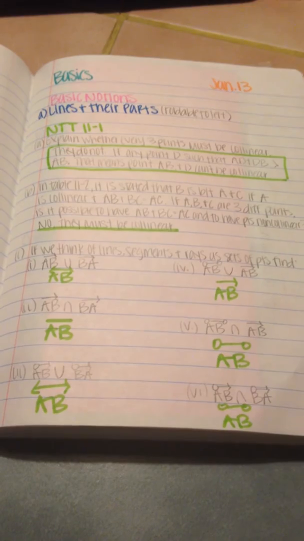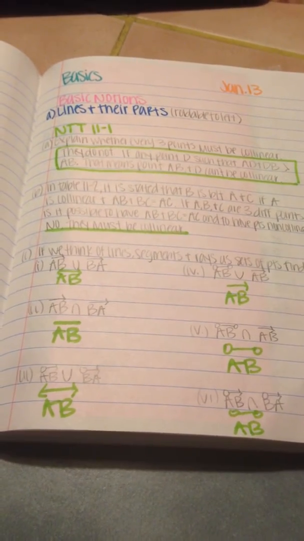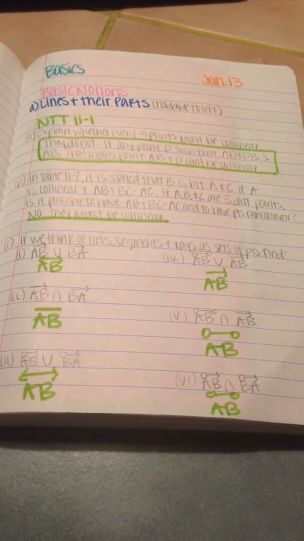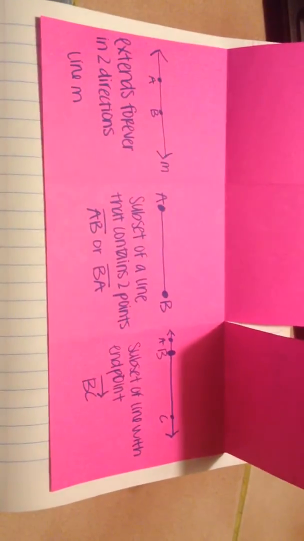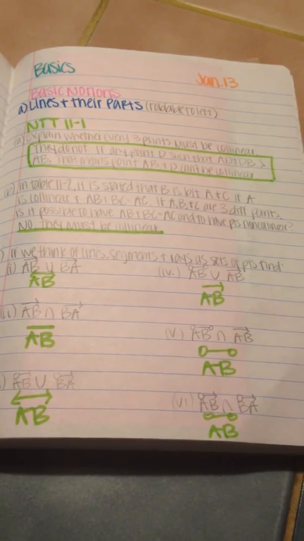Starts off with basic motions, lines and their parts. This is the foldable for lines, segments, and rays. Then now try this 11-1.